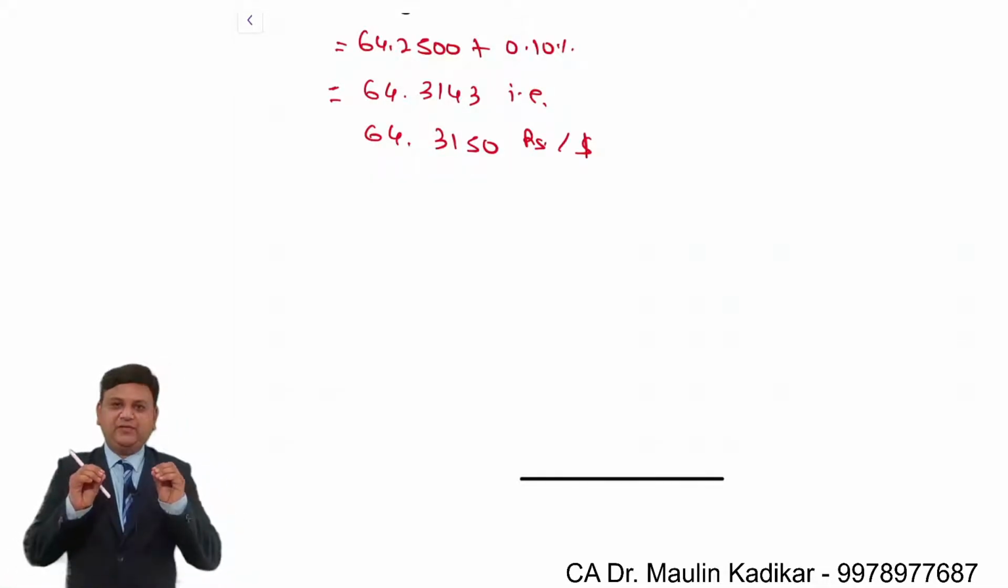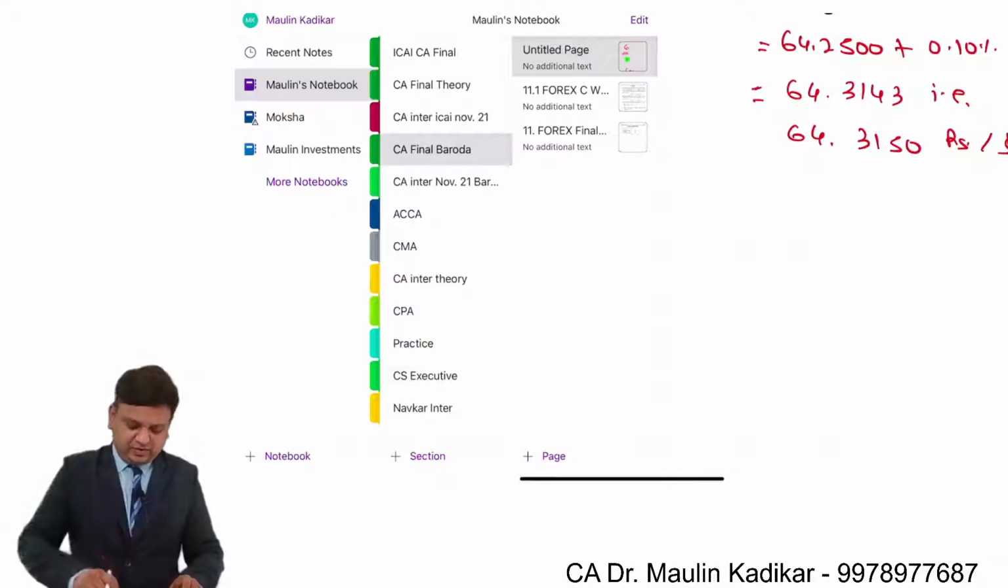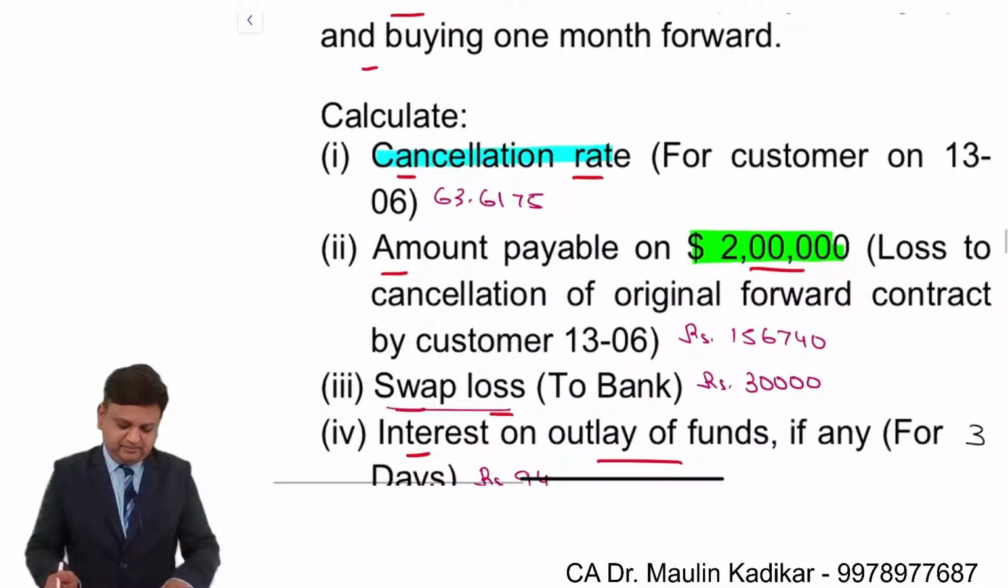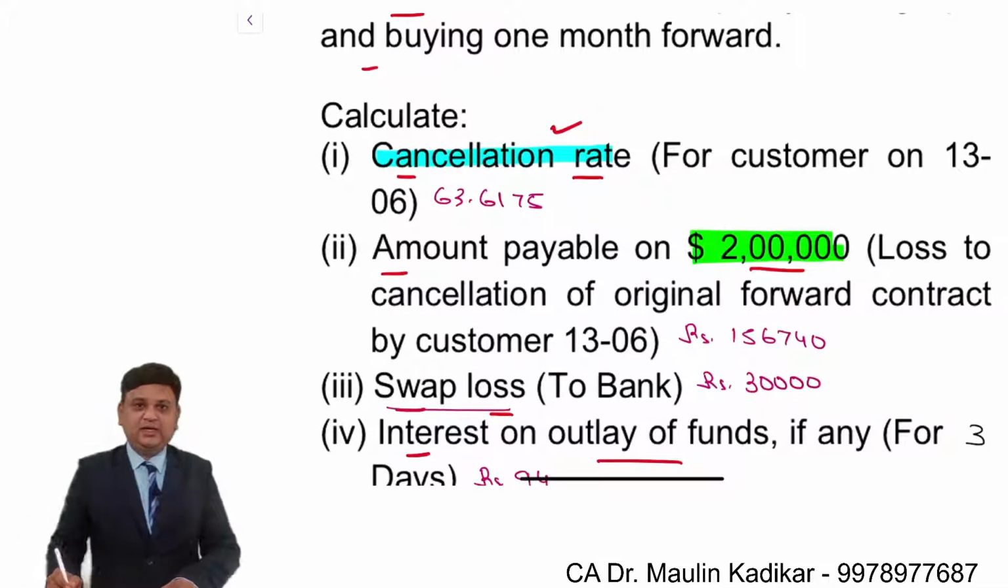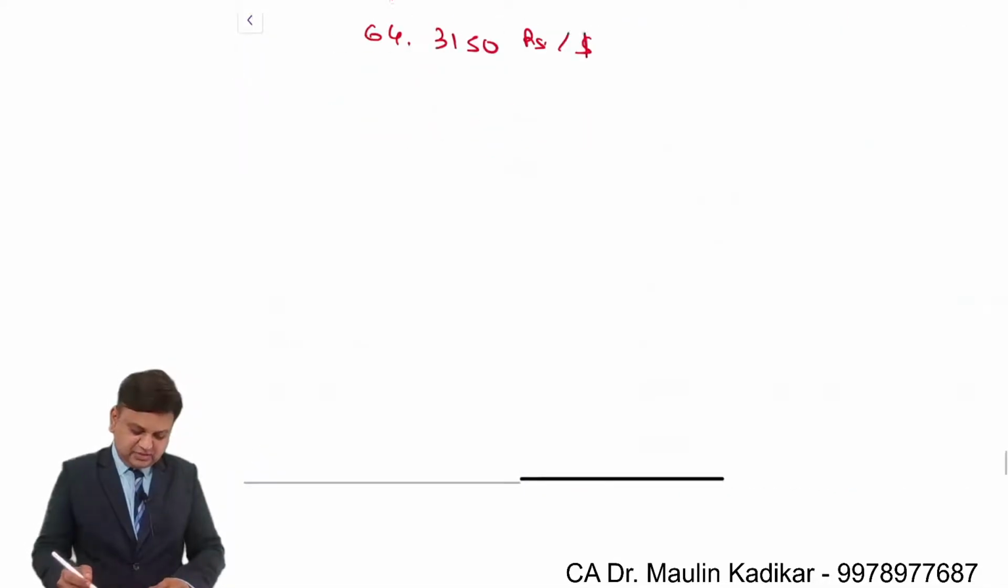So now writing the final answer from examination point of view. Of course, we'll give the cross reference of the above values that we have calculated. We will not recalculate the same. The first question is the cancellation rate that is required to be calculated by us. So answer of the first question.